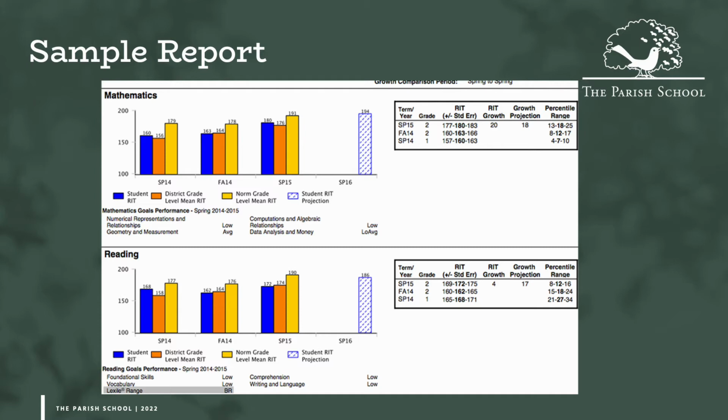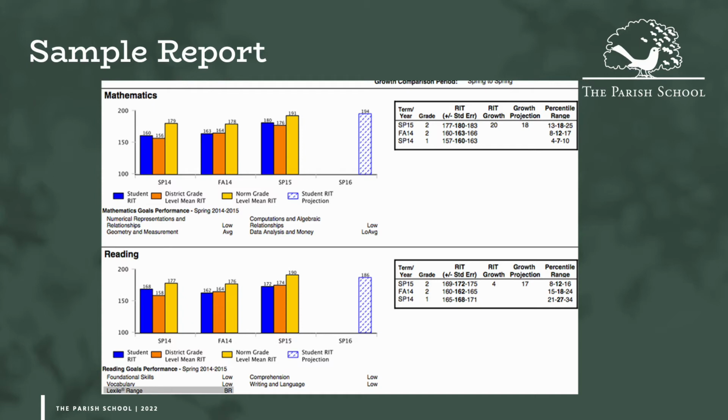Yes. So this would be an example of what this report will be that you will receive in October. You'll see a bar graph depending on how many years your student has been here. You'll see different years, and different colored bars. The blue bar is your student score. The district level means that would just be a parish school. That's our district. And then norm grade level, that would be students with the same age as your child.